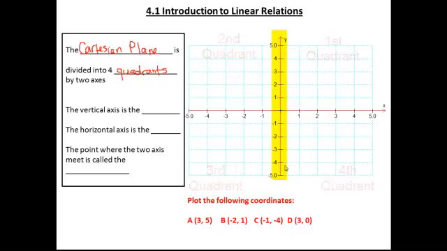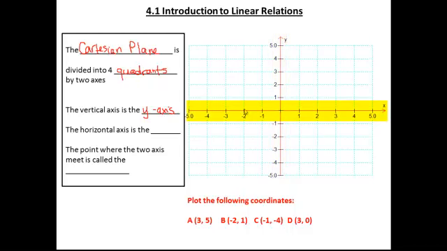The vertical axis, going up and down, is the y-axis. The horizontal axis, going from left to right, is the x-axis. And the point where those 2 axes meet, right here, is called the origin. That's the point 0, 0.